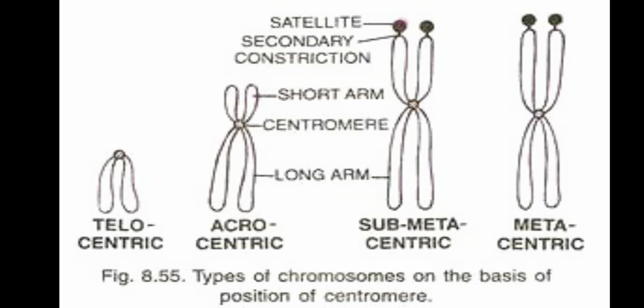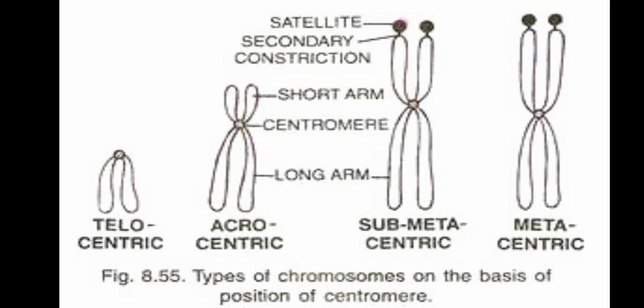And in a telocentric chromosome, the centromere is present in the terminal part. So where are the other arms? The other arms of the chromosome are just behind these arms, so that is why they are not visible.